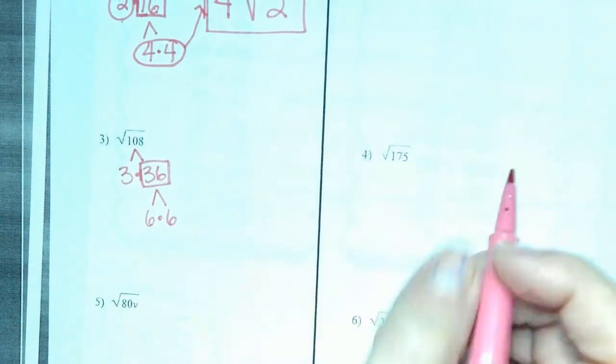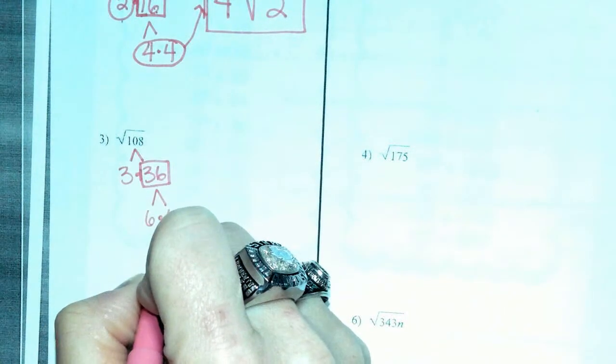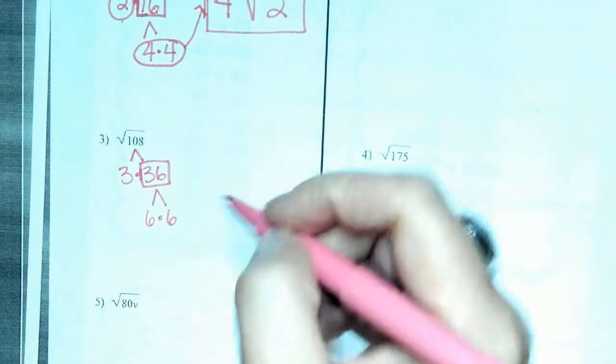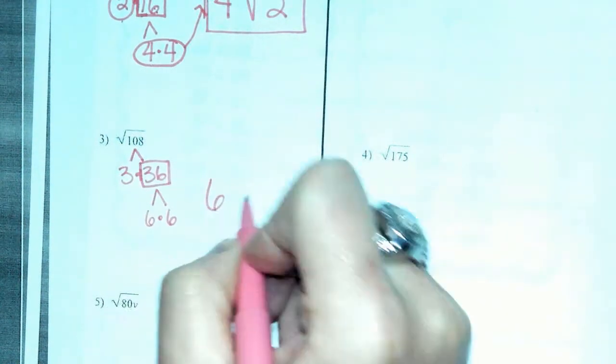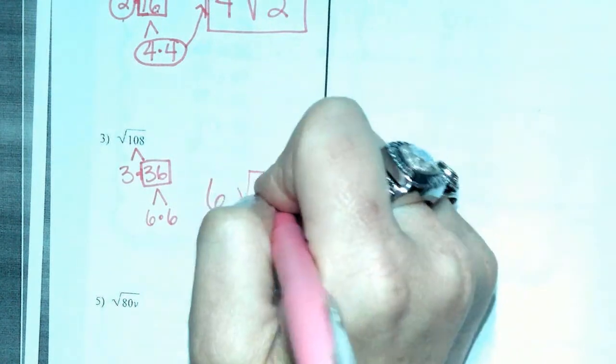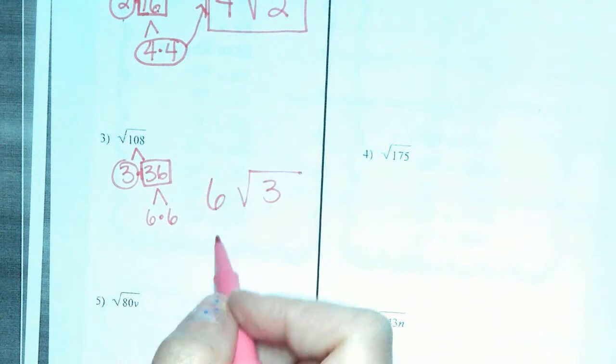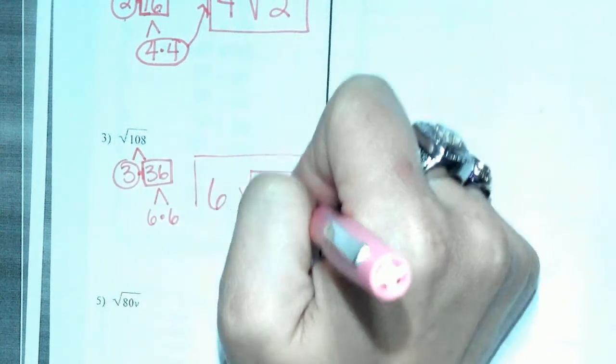Okay? All right. So 6 times 6 is 36, so 36 is a perfect square. All right? So we're going to pull that 6 outside of the radical, and we're going to leave the 3, which is the other factor of 108, inside the radical. And that is our answer.